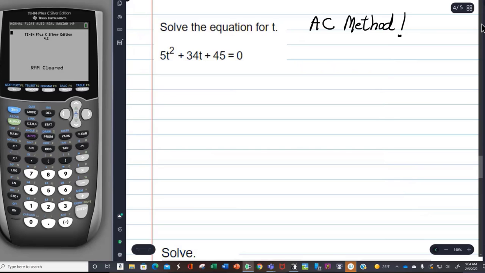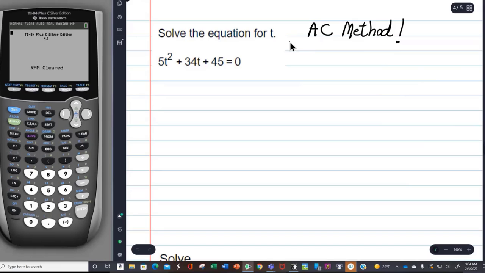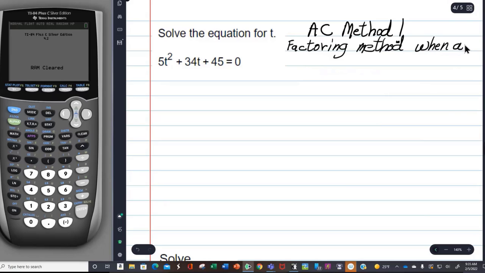Now, what is the AC method? This is the factoring method you use when A does not equal 1. Now remember, this is AX squared plus BX plus C equals 0. A is 5. 5 is not 1. Oh dear. Well, we're going to do this thing, and here's how you do it, step by step.